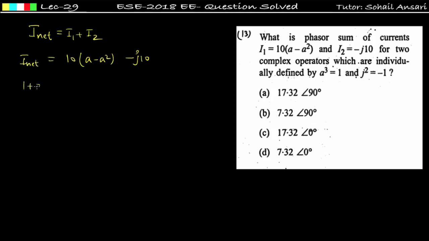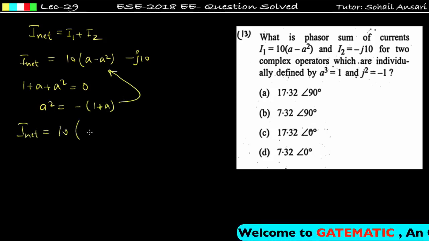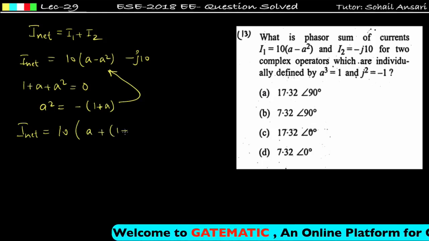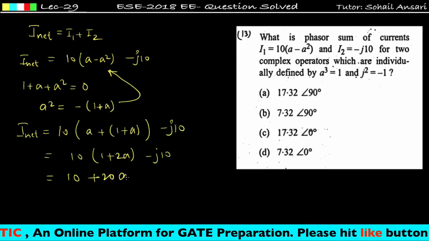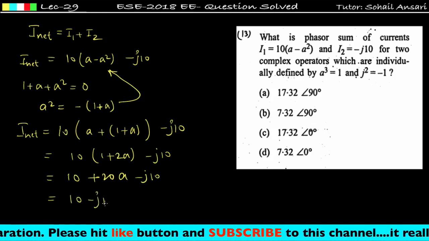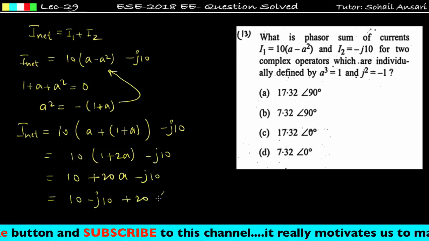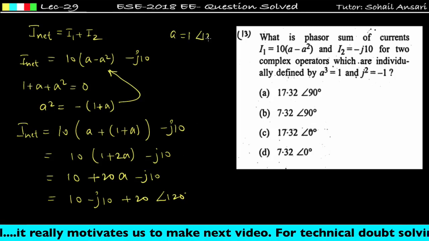Now we know that 1 plus a plus a squared is equal to 0. So from here a squared I can easily say it will be equal to minus 1 minus a. So put the value of a squared in this equation, you will get I net is equal to 10 into a plus 1 plus a minus j10. So it will be equal to 20a minus j10. So 10 minus j10 plus 20 at an angle of 120, as we know that the value of a is 1 at an angle of 120.